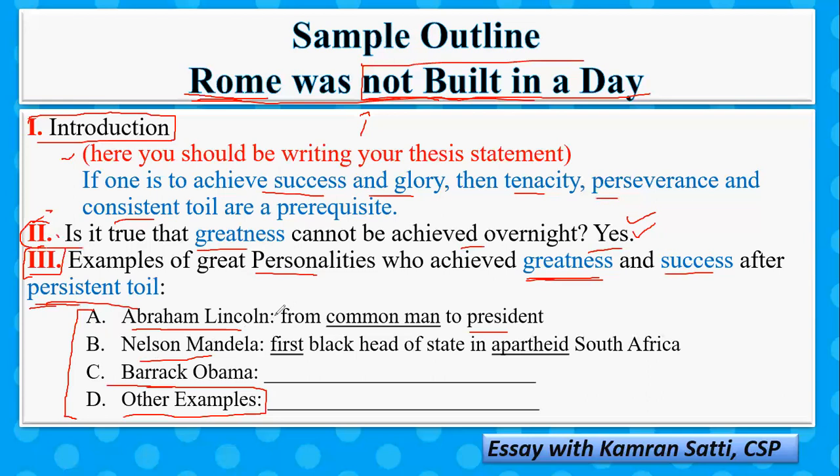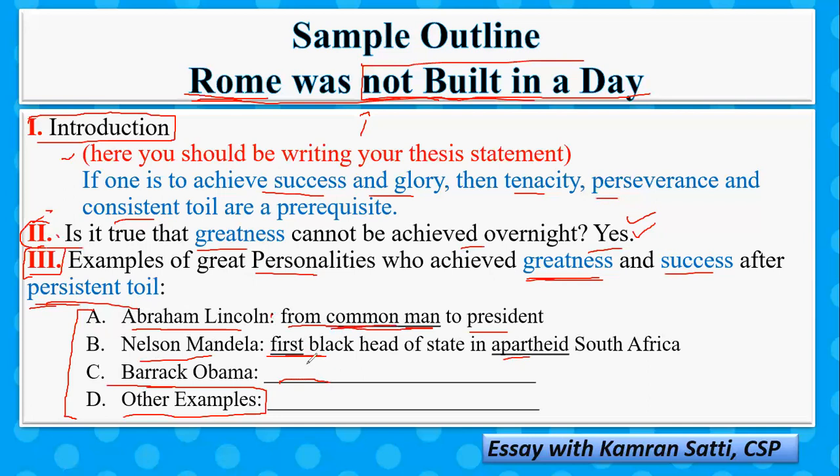But remember this technique I have used. I have written a colon, and then I have given a short and terse phrase, which once again explains why I am discussing these personalities. You could even write books about these personalities, but I have to tell the examiner why I have chosen these examples. Remember the words which are underlined: he became president from a common man, so he must have put in some very hard work, toil. Nelson Mandela, first of his kind, first black president in apartheid South Africa. Similarly, you can write a one liner, a phrase about Barack Obama or other personalities.